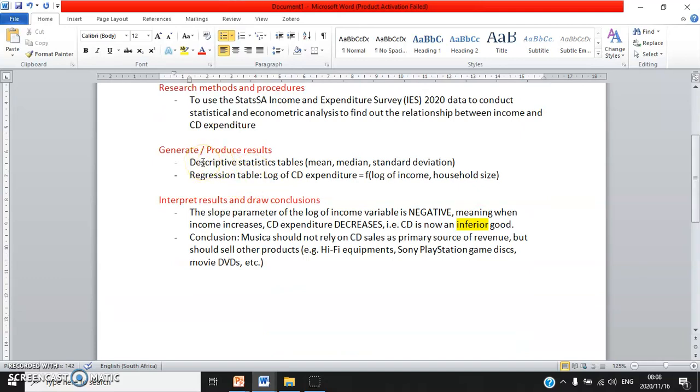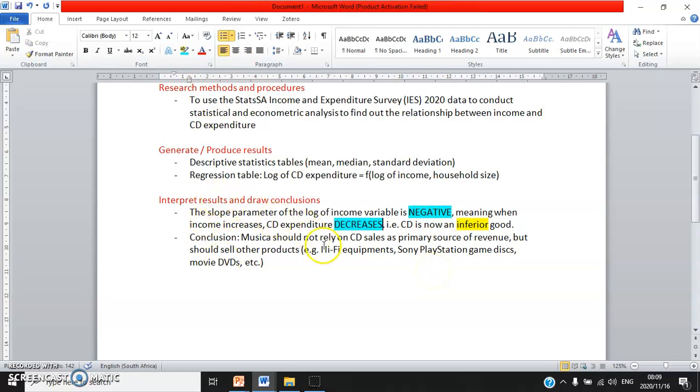So in my actual research paper, I would conduct some descriptive statistical analysis. And then let's say I run the regression: log of CD expenditure is a function of log of income and, let's say, household size. I just want to simplify the regression. I don't want to scare you off showing too many explanatory variables. And then I interpret the results. Let's say now I found that the slope parameter of the log income variable is negative. So meaning when income increases, CD expenditure decreases. So in other words, CD is nowadays an inferior good.